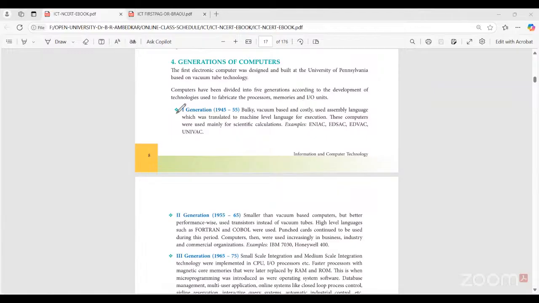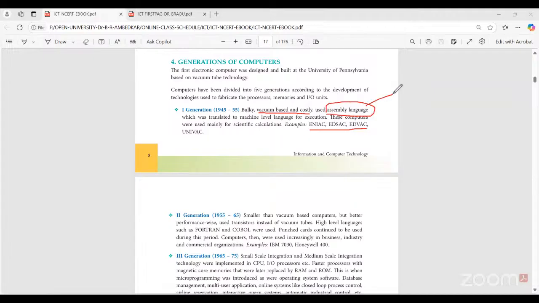See, in the first generation, there is an example of these kinds of computers. They are vacuum based and very costly. We can say they are vacuum based and very costly, and we use assembly language.